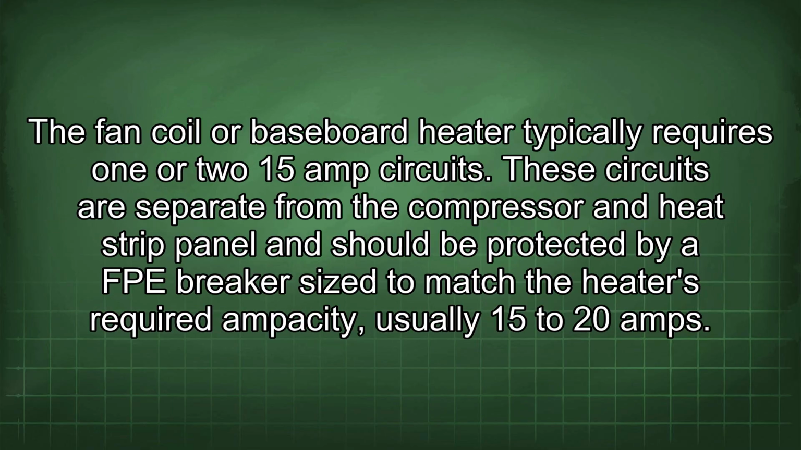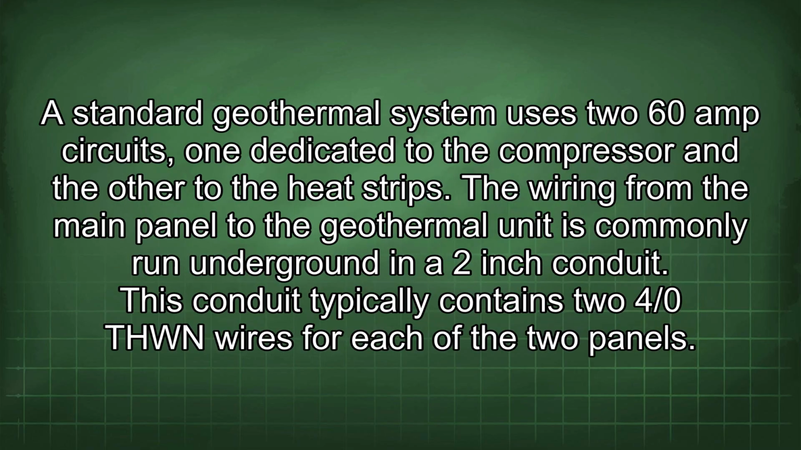The fan coil or baseboard heater typically requires 1 or 2 15-amp circuits. These circuits are separate from the compressor and heat strip panel and should be protected by a breaker sized to match the heater's required ampacity, usually 15 to 20 amps. A standard geothermal system uses two 60-amp circuits, one dedicated to the compressor and the other to the heat strips.